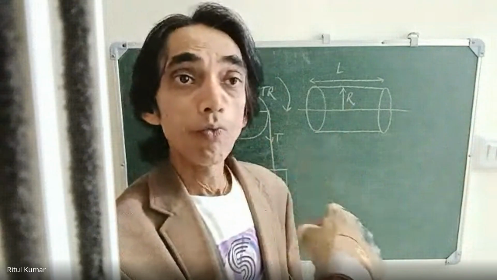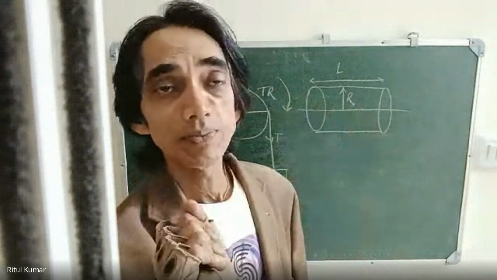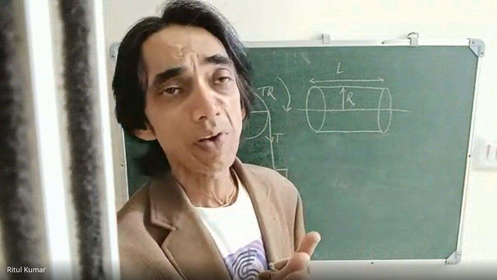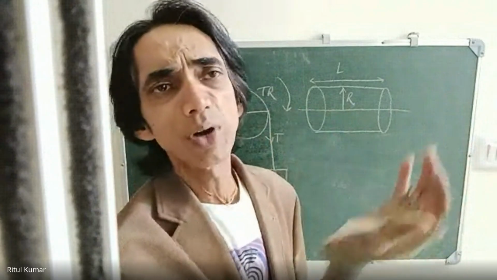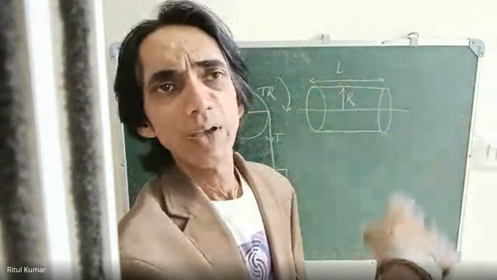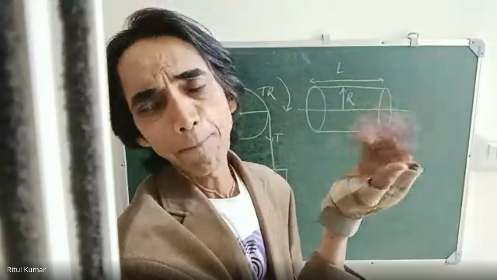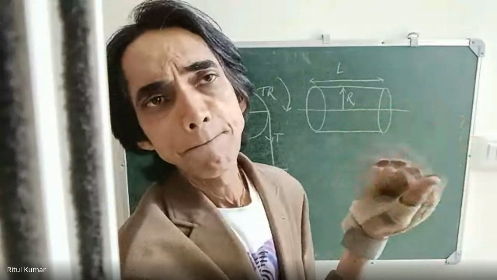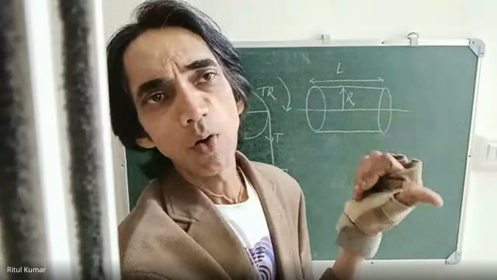Got it, sir. So field got established now, correct? Field got established. Which direction will the field get established? That is obvious. They will try to reduce. So field will get established, right? This way, as seen by you, clockwise. Can you say that? Yes or no? The induced will, yeah.